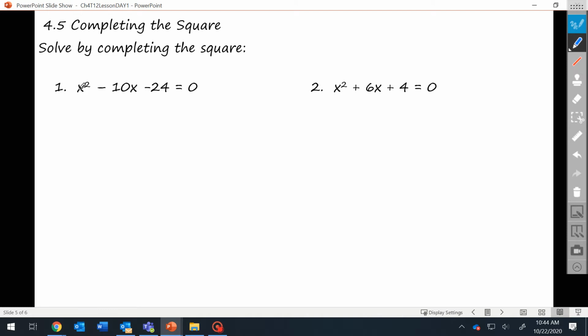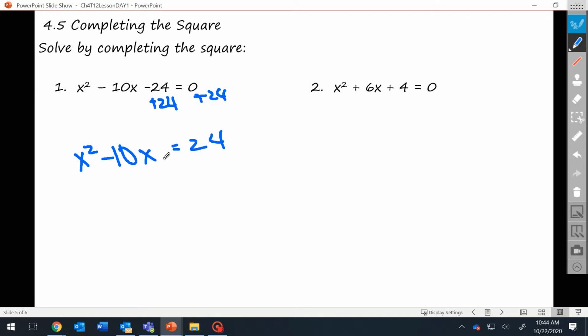So a is 1, not a problem there. Don't need to do any division to make a 1. A is 1, it just says x squared. So first step, let's put this 24 on the other side. So we got x squared minus 10x equals 24.